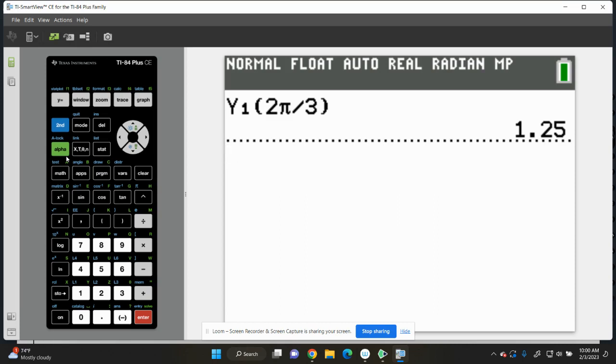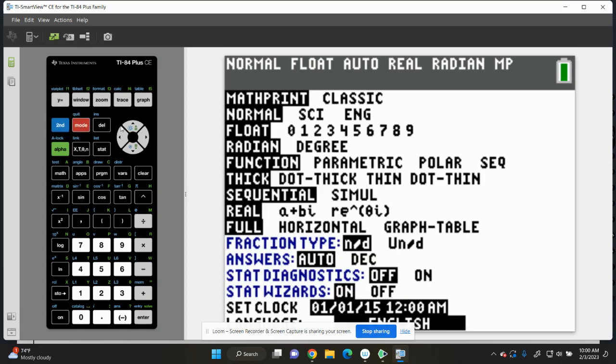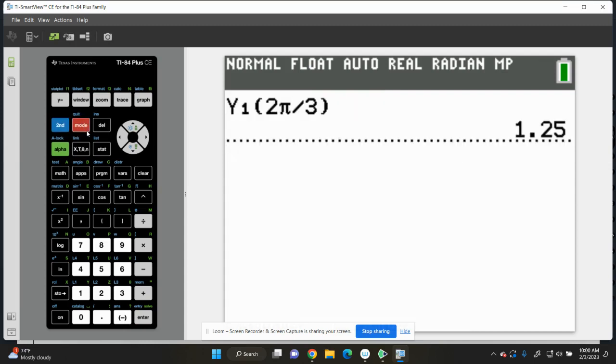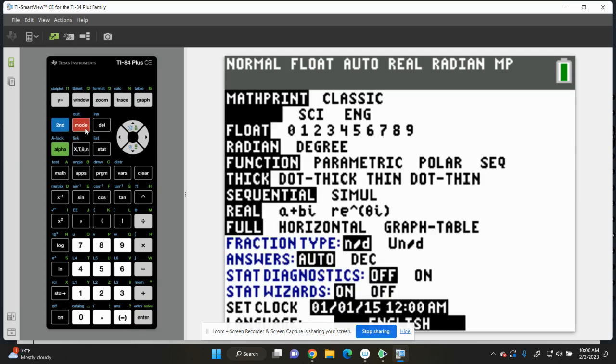How do you put the Y1 into that? Make sure you're in radian mode. Wait, how do you get to radian mode? You press mode, and then you choose radian. Right is second.